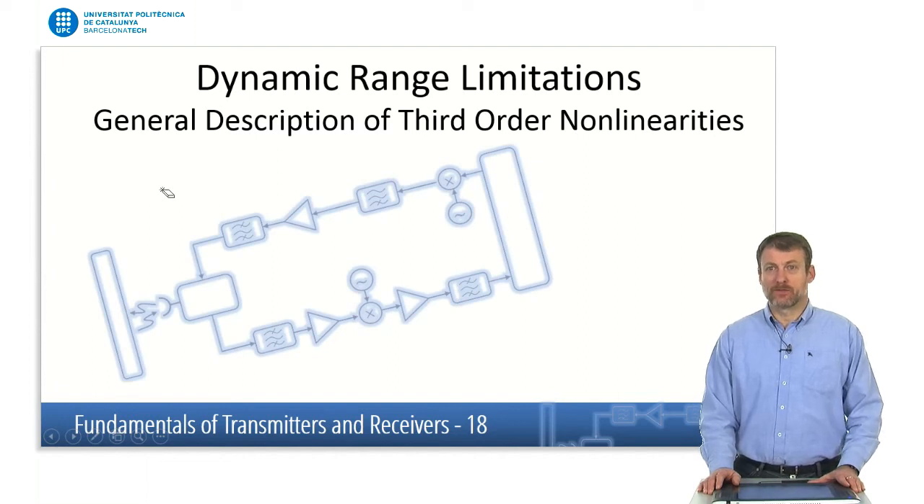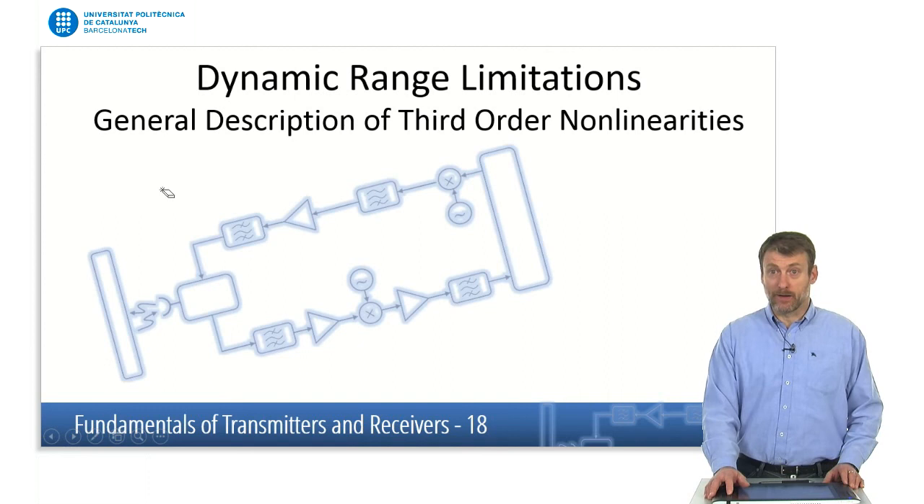In the following sections of this lecture, we will be discussing several issues related to the receiver dynamic range. Dynamic range of a receiver is defined as the ratio between the maximum power and the minimum power. And one of the things that limit the dynamic range is the nonlinear behavior of a receiver. So before going into the details of what limits the dynamic range of a receiver, I want to make a general description of nonlinearities of a receiver for the particular case of third-order nonlinearities. Let's examine this in detail.